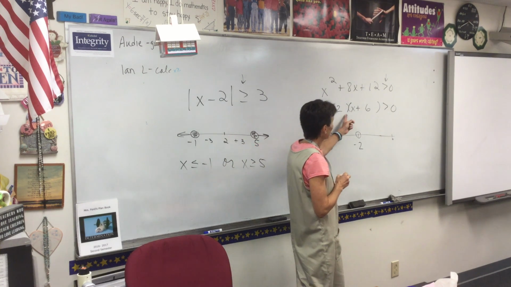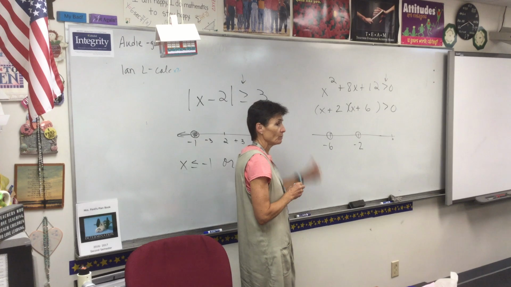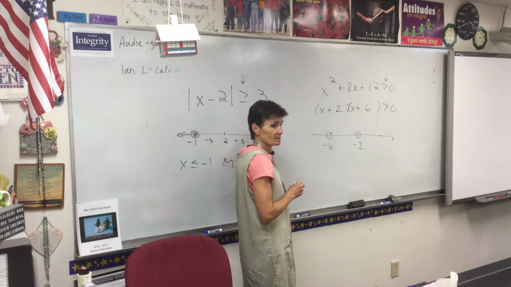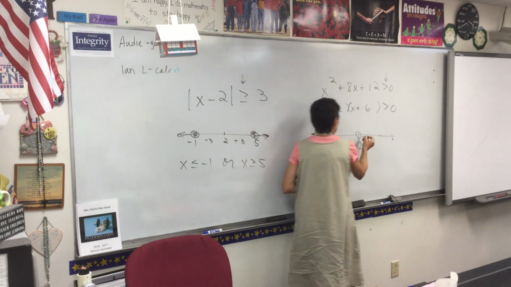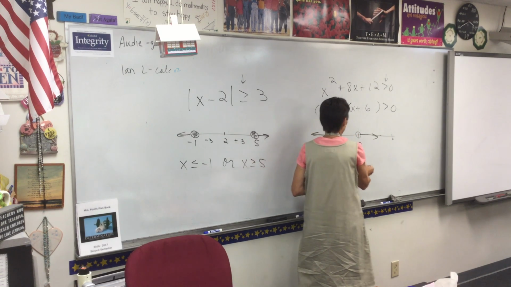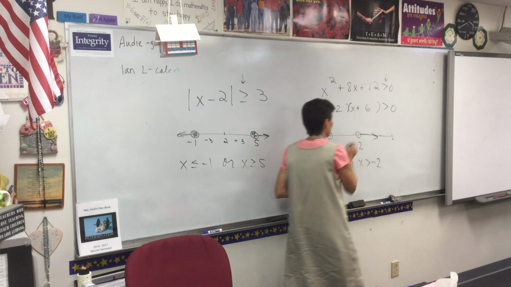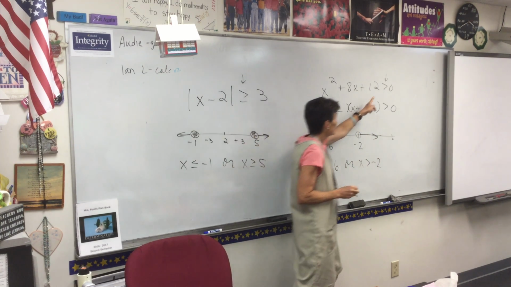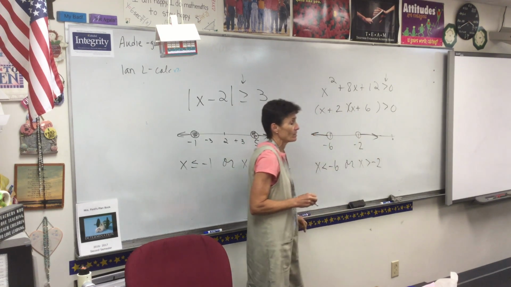Now this is another greater than problem. So what did we just say with greater than problems? Shade it out. So our answer again is less than -6 or greater than -2. And those are open dots this time because the symbol doesn't have the or equal to.